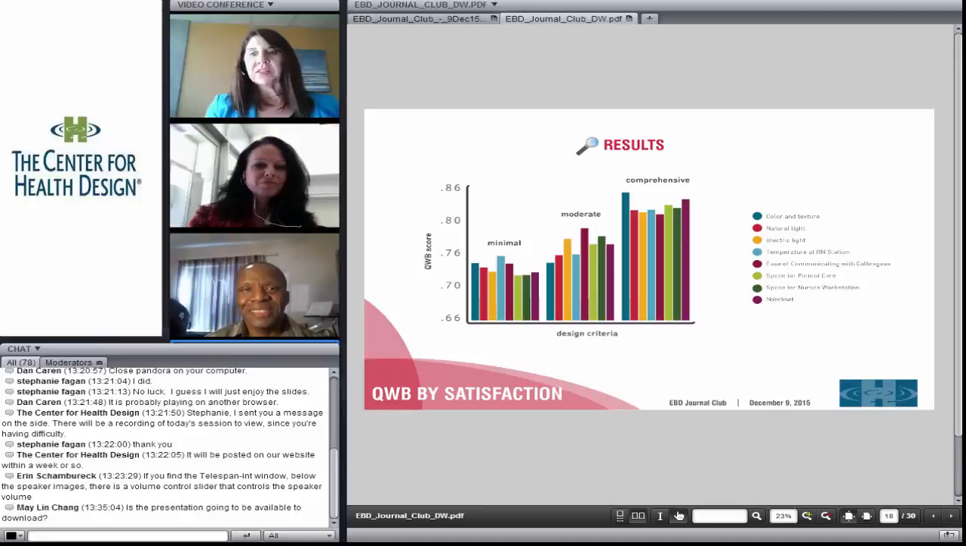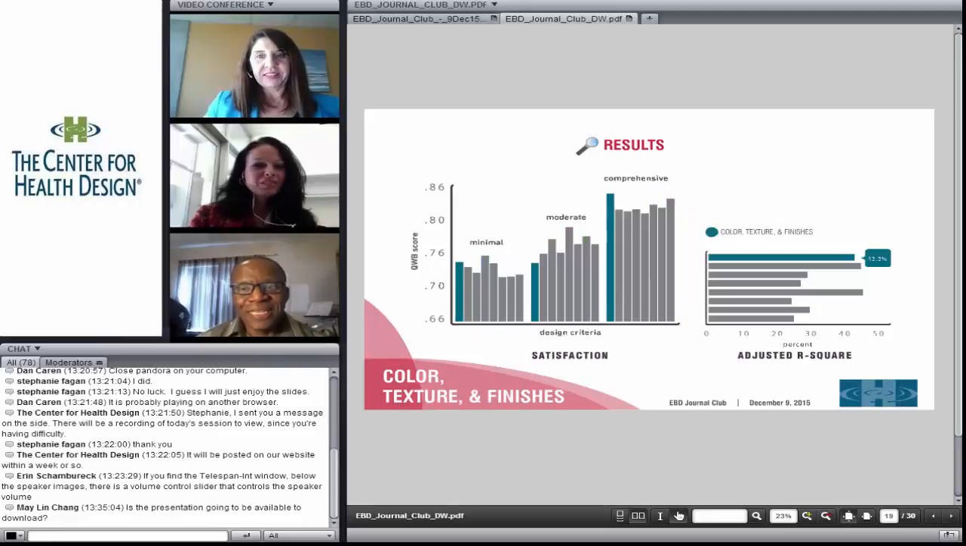I'm sorry, just going to say for folks, if anyone can't see that, the bar he's referring to is color and texture. I think that's really interesting since there's so much controversy about the impact of color and what colors elicit what sorts of responses. It's a really interesting finding because we do know color is important. So, going on through the results.